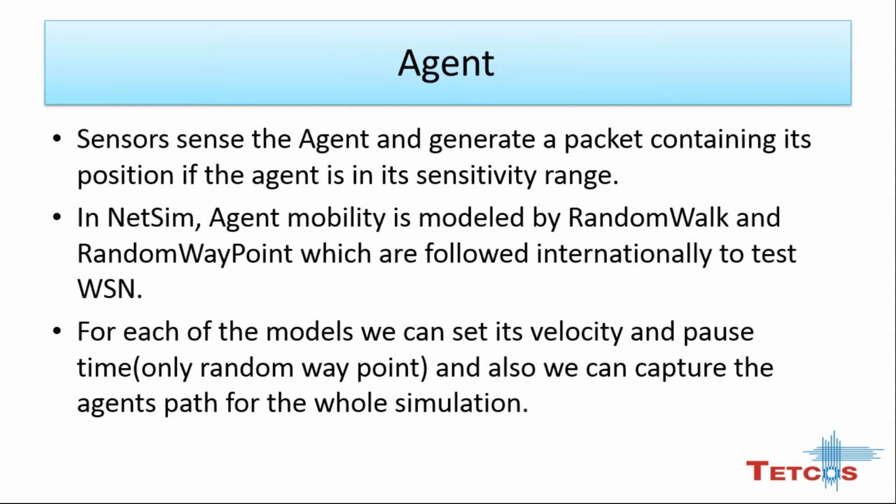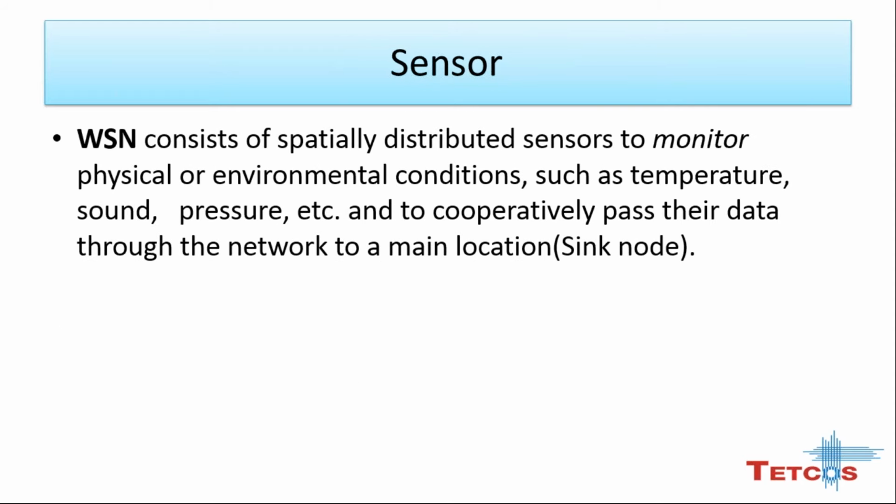Now the agent. The agent receives the packet from sensors when it comes in the range of sensitivity, and the agent mobility can be modeled by random walk and random waypoint, and its velocity can also be configured. Then a wireless sensor network has spatially distributed sensors to monitor physical or environmental conditions like temperature, sound, pressure, which further pass their data to a main location, that is the sync node, through a network, and that can further be stored in another location, that is on cloud or any host located there.